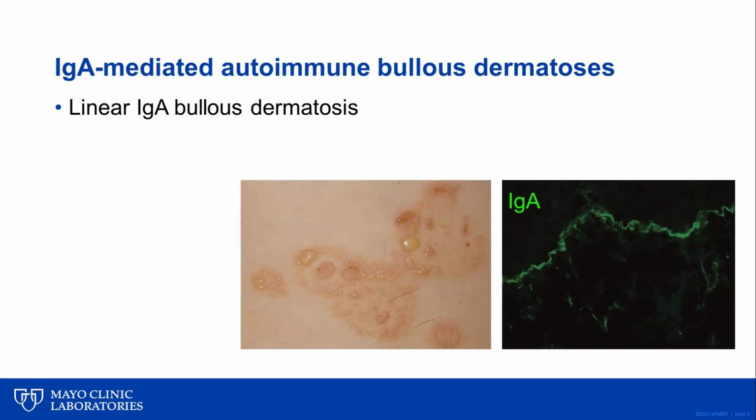Linear IgA bullous dermatosis is a subepidermal autoimmune blistering disorder that presents with tense blisters, often arranged in an annular configuration. Biopsy shows a neutrophil-rich subepidermal blister, and direct immunofluorescence shows strong linear IgA deposition along the basement membrane zone. Linear IgA bullous dermatosis is important to recognize clinically, as it is most often triggered by medications, in particular vancomycin, or an underlying medical condition, such as a carcinoma.